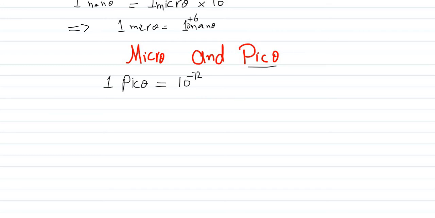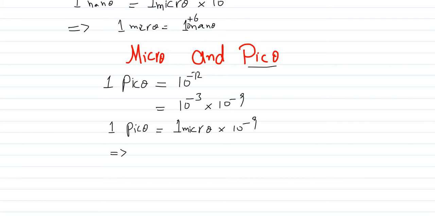Now 10 raised to power minus 12. You can write it like this: 10 raised to power minus 3 multiplied by 10 raised to power minus 9. Okay, now 10 raised to power minus 3 is equal to micro, so I write here 1 micro multiplied by 10 raised to power minus 9, 1 pico. And when we shift minus 9 on the left side of equal, 10 raised to power minus 9 will become 10 raised to power plus 9, and 1 micro will be equal to 10 raised to power plus 9 pico.